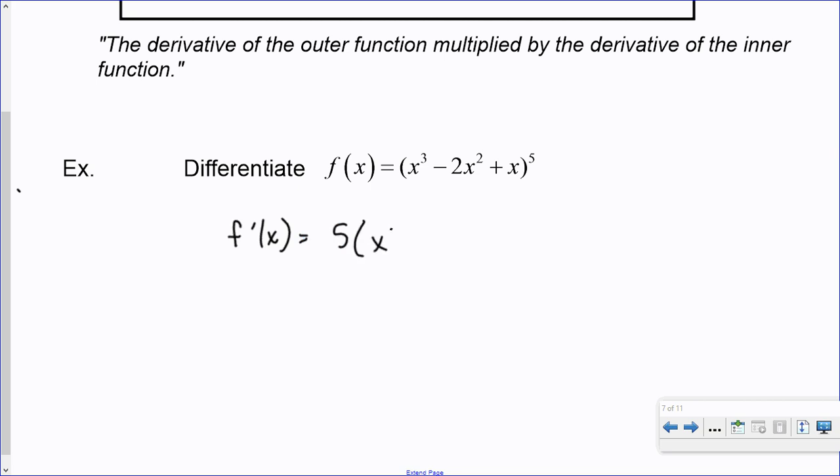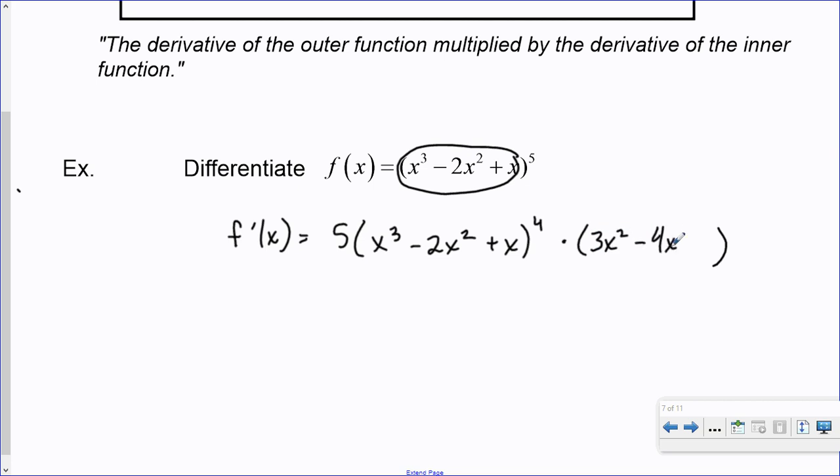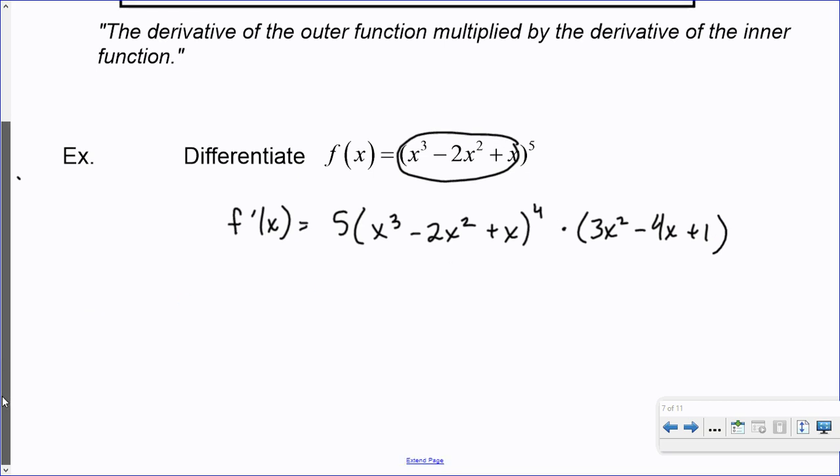5 times the quantity x to the power 3 minus 2x squared plus x, and that's raised to the 4th power. And then just don't forget to take the derivative of this inside function. That's going to be 3x squared minus 4x plus 1. That's it. That's the derivative. Any more on this page? I don't think so. Nope.